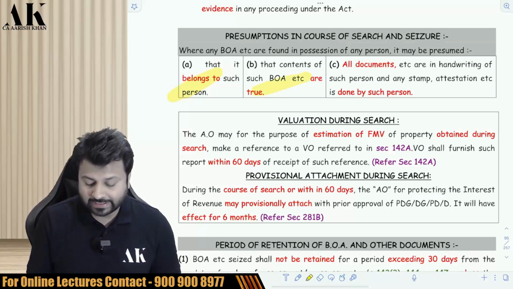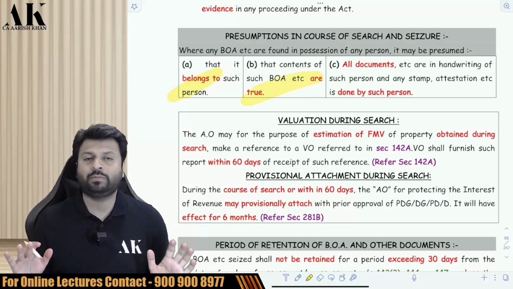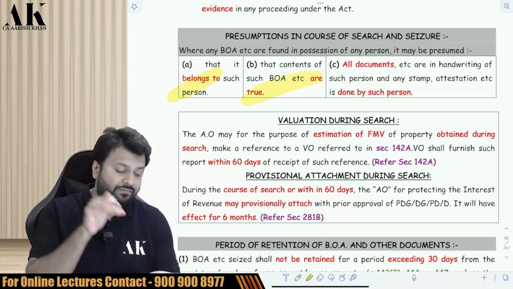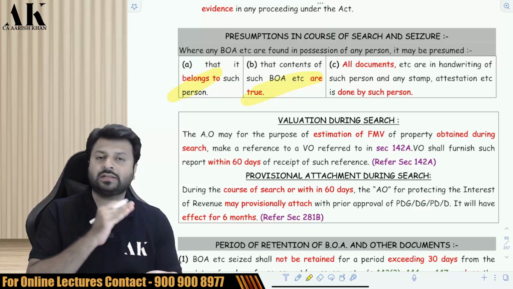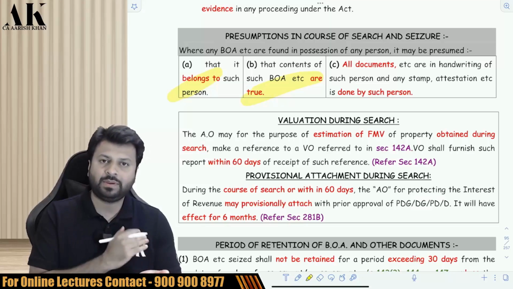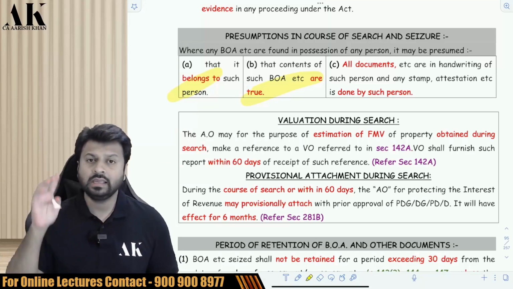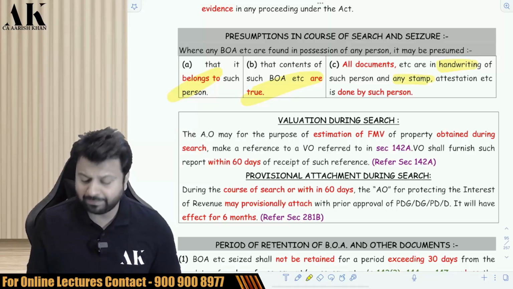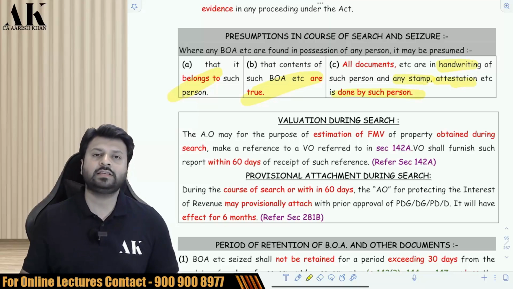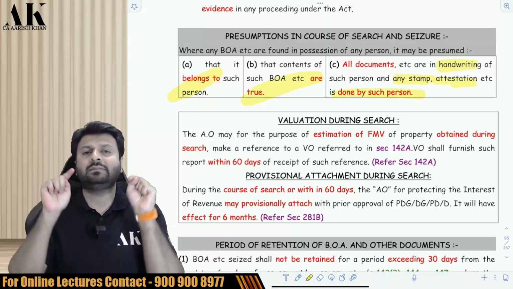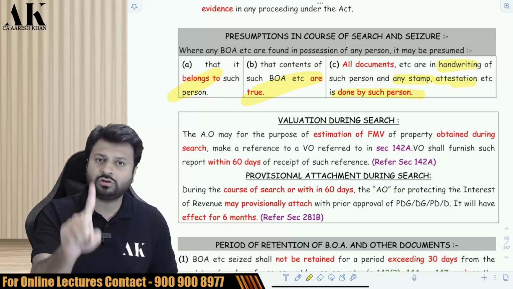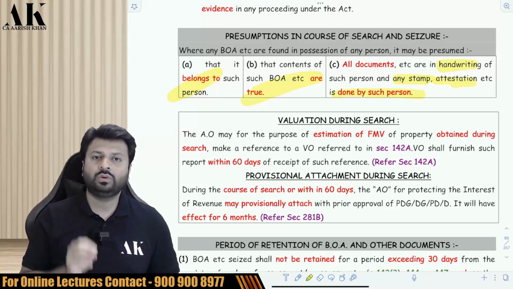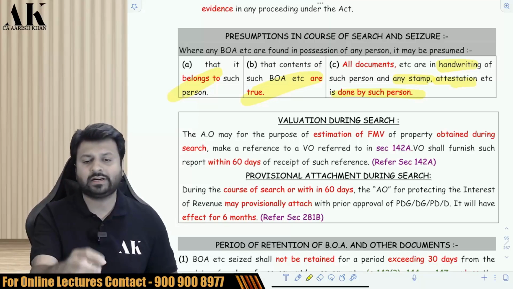Second, he will say that the contents of the books of accounts are true. By default, the contents of the books of accounts, documents, etc. will be considered to be true. Plus, if you are found to be handling any document or any particular sheet or paper in which there is something written, then it will be said that it is in your handwriting. You have done the stamping, you have done the attestation, everything is done by you. So if something is found in your possession, first of all, it belongs to you, the content is true, and everything is done by you. You have written it, you have stamped it, you have attested it.